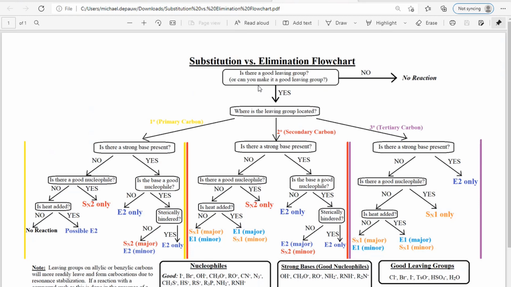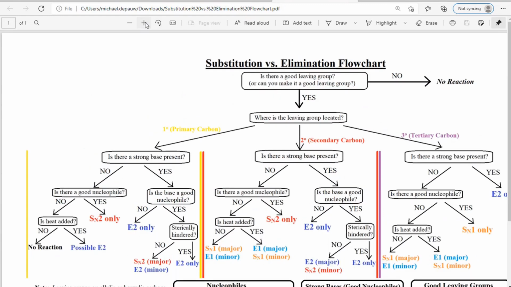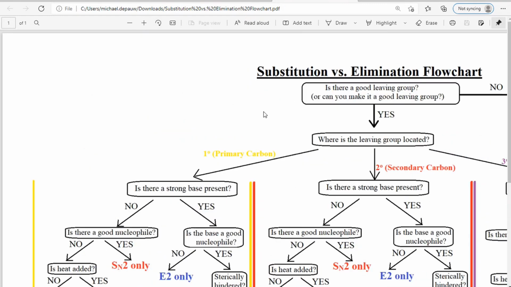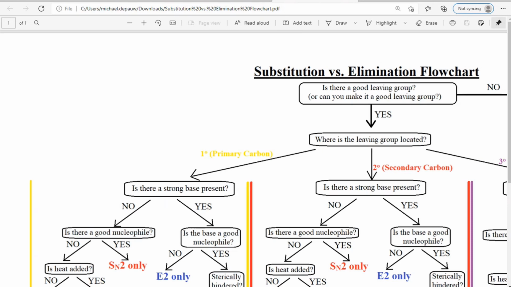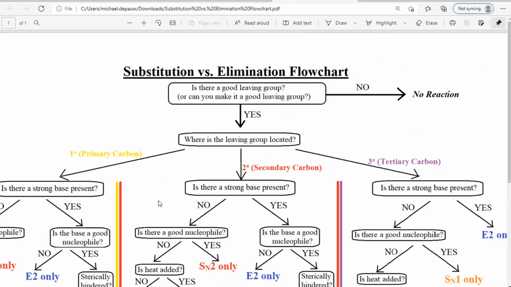I'm going to actually zoom in a little bit. Zoom in. Oh. Zoom in, darn you. Oh, here it is. There we go. So, is there a good leaving group or can you make it a good leaving group? If there's no good leaving group on a reactant, it's not going to react. So there's going to be no reaction.